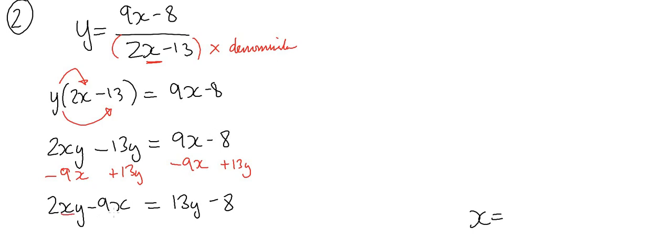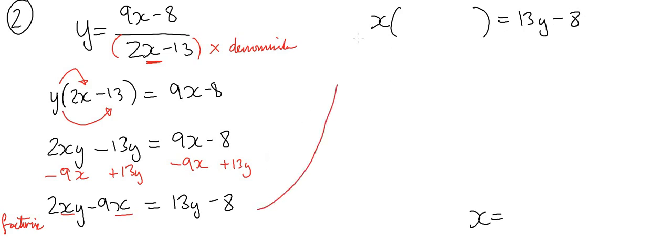Now, x is multiplying both of these things again. So I need to factorize. So x outside some brackets, and that's equal to my 13y minus 8. Just to be clear, going from this, that's it. Right, so now x is multiplying 2y. x is multiplying 2y minus x is multiplying 9. So x is multiplying 9.